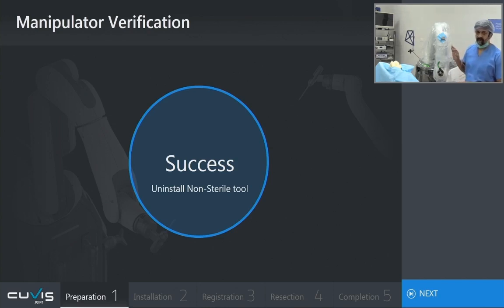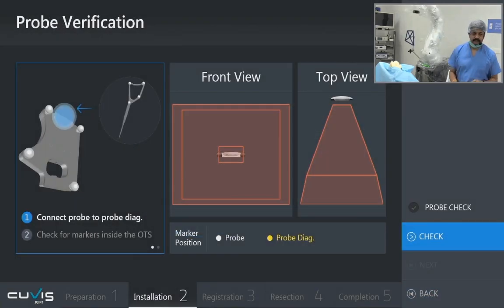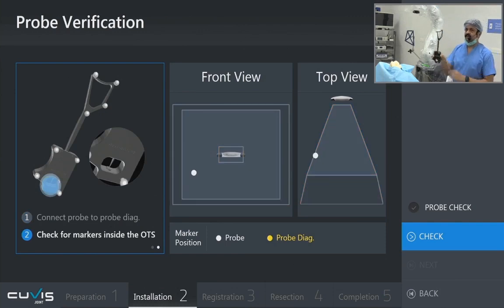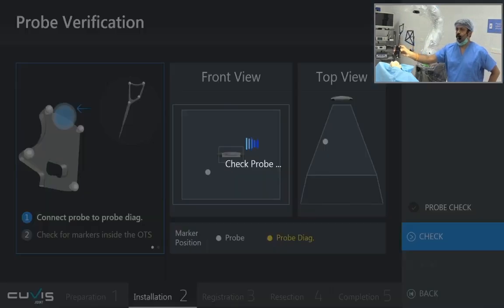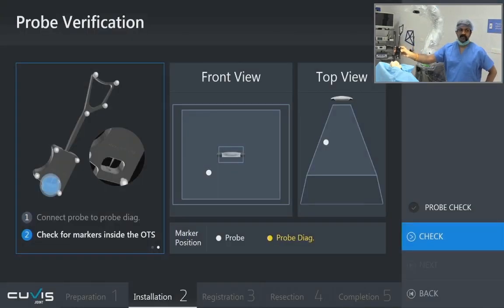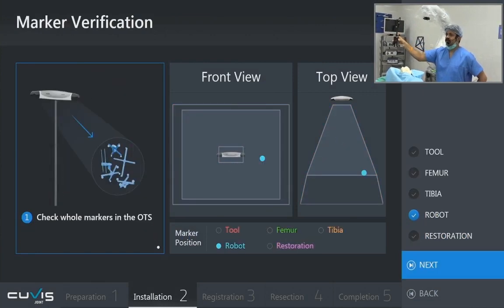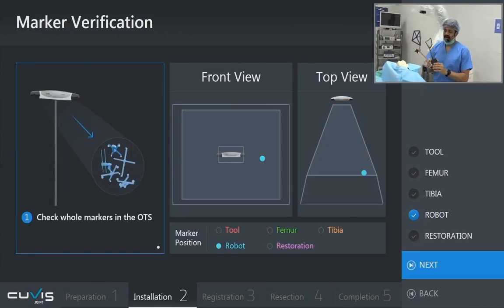Now this is fully calibrated, and you can see the robot is ready to roll. So to begin with, as you can see, this one tells me that there is a probe which I need to do, and it is verifying, and the probe diagnosis is done, it is verified.